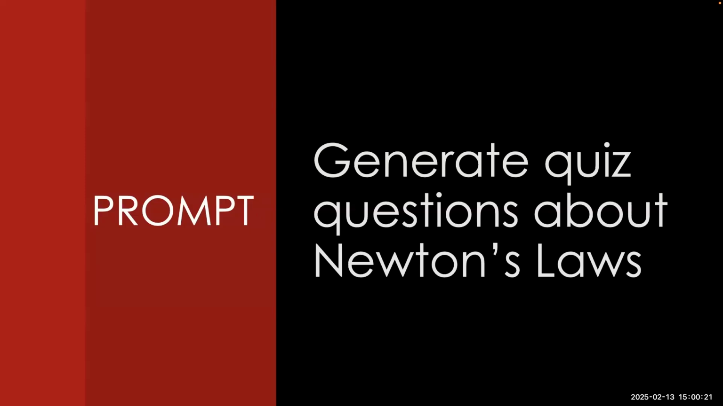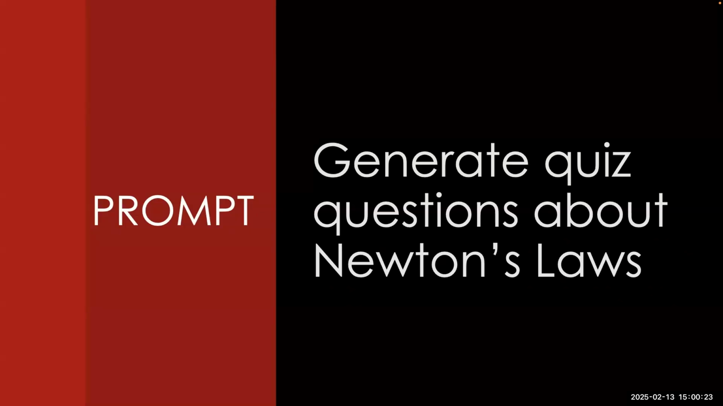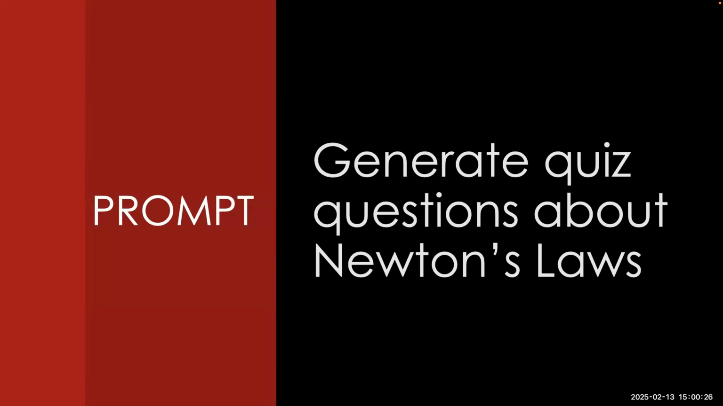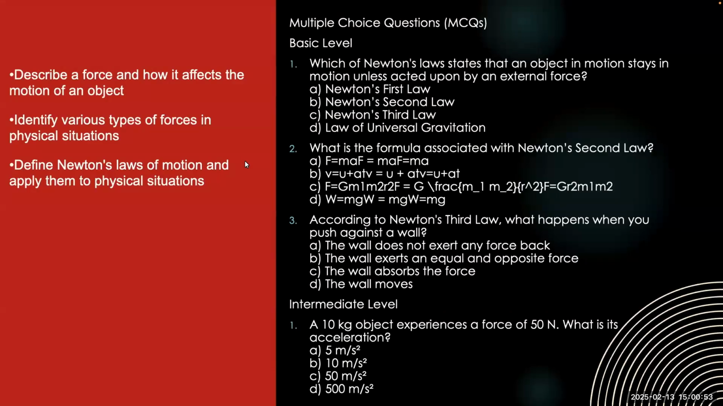So earlier I said during the objective portion that the AI is only going to give you a response that's as good as the prompt that you give it. So in this little demo section, I've already prompted the AI and I gave it this prompt: generate quiz questions about Newton's laws. Now, this is a fairly simple prompt, and you're going to see it did a pretty good job with just that prompt.